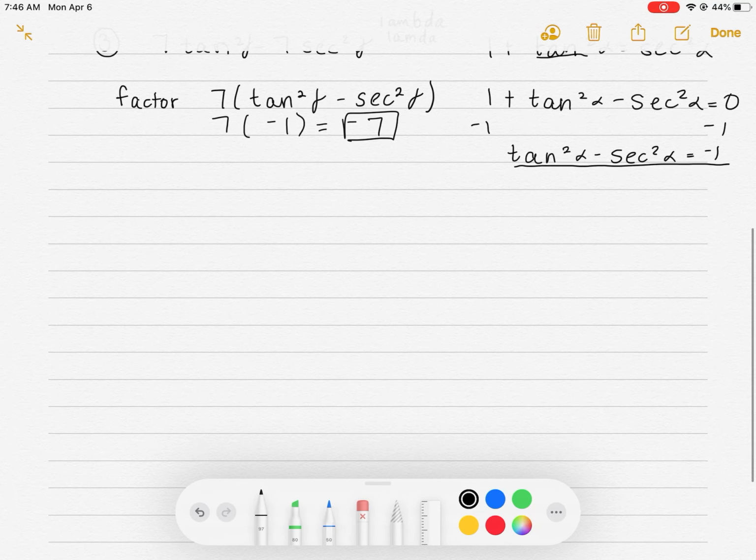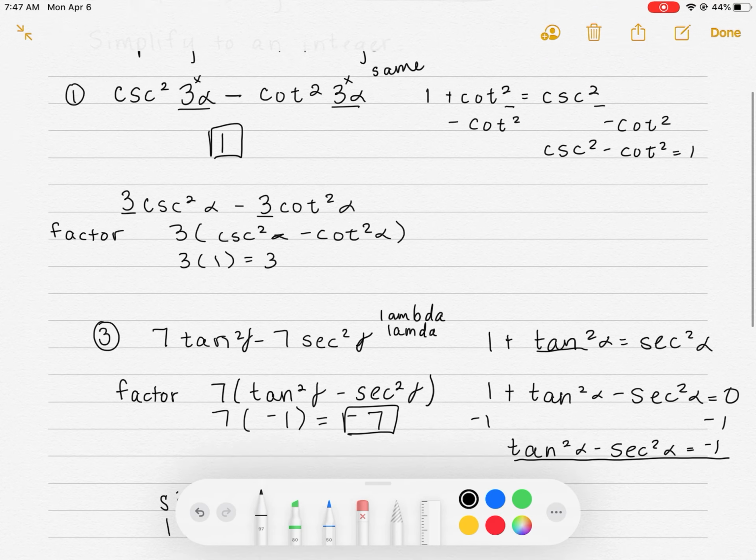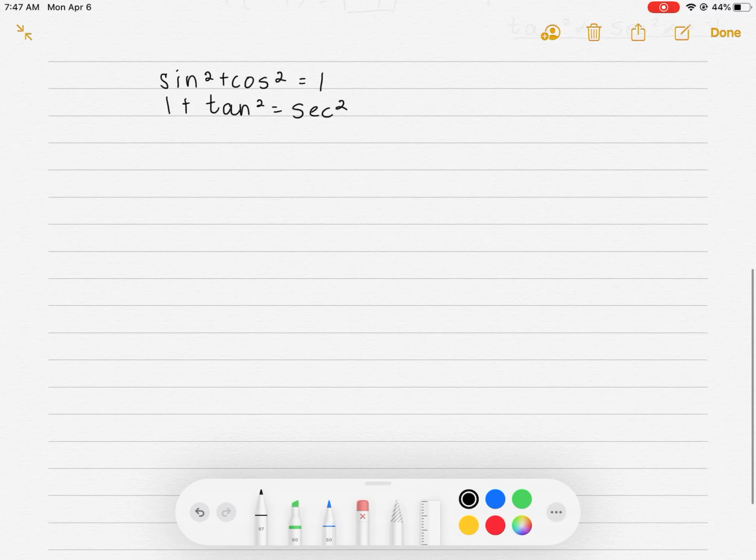Okay, so you're going to take those trig identities: sine squared plus cosine squared is equal to 1, and of course there'd be an angle there. You have 1 plus tangent squared is equal to secant squared. And then you have 1 plus cotangent squared is equal to cosecant squared. So you're going to take those, manipulate those however you need to, and then factor and simplify.